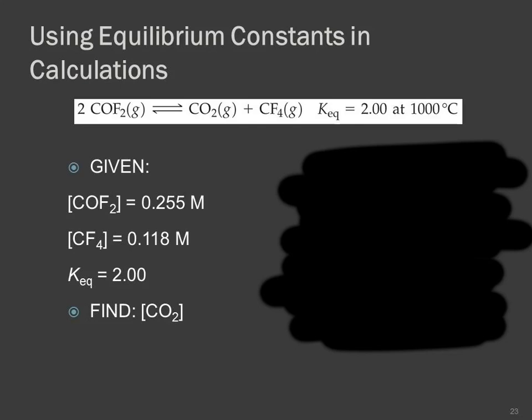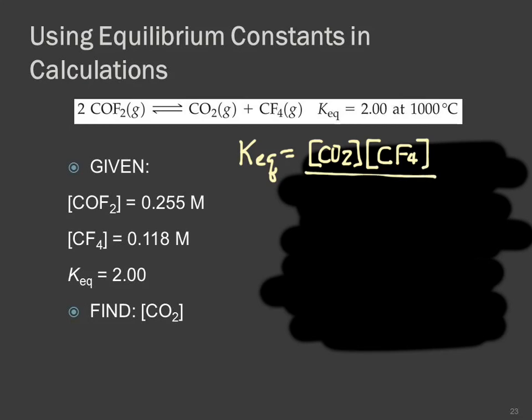Okay, so how do we do this? Well, we first have to write the equilibrium expression. So KEQ equals the concentration of the products raised to the power of their coefficients, which in this case is 1 for each of those, divided by the concentration of the reactant raised to the power of its coefficient. We're trying to find the CO2. Trying to find this one, CO2.